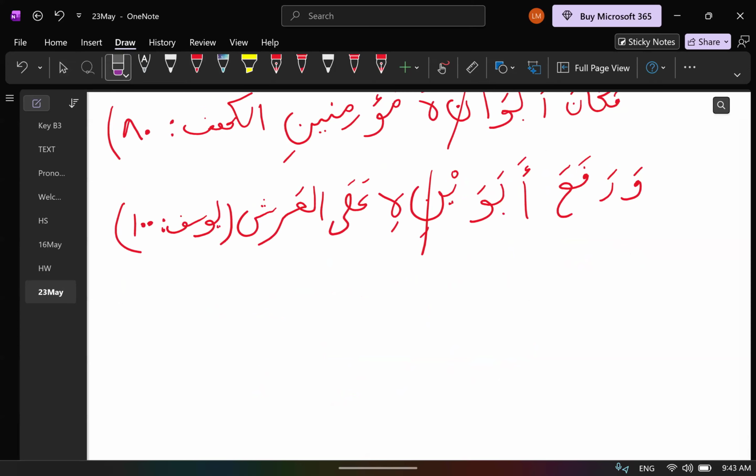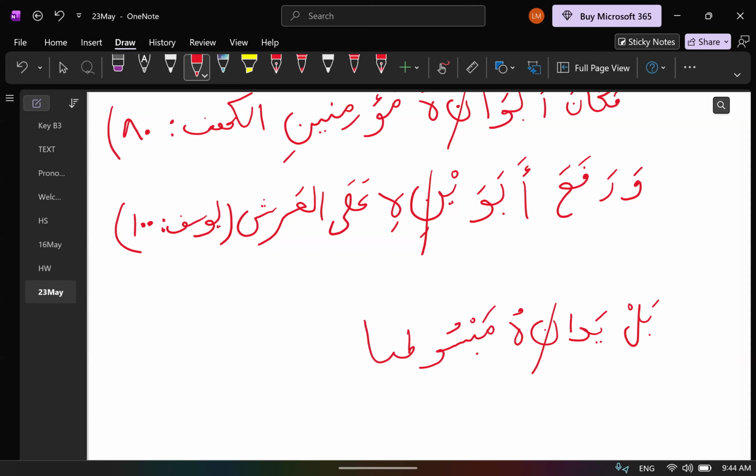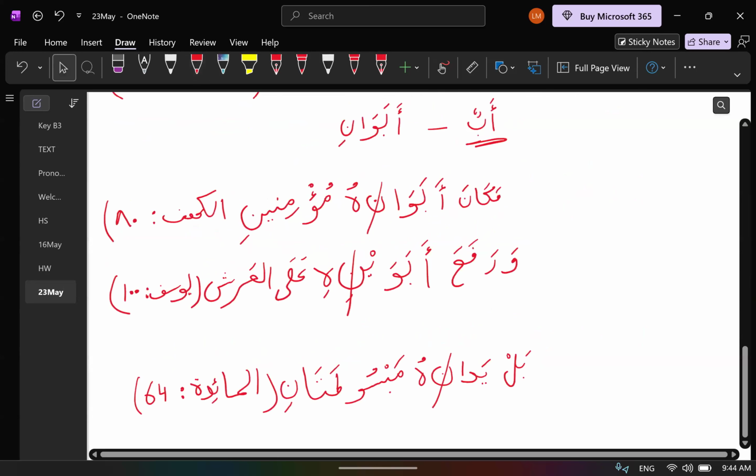Let's take a look at another example of dual. Bal yadahu, which should have been yadani, the noon got dropped. Bal yadahu, rather his two hands, mabsutatani. Tatani is telling me that it is dual, right? This is Surah Al-Ma'idah, ayah number 64.